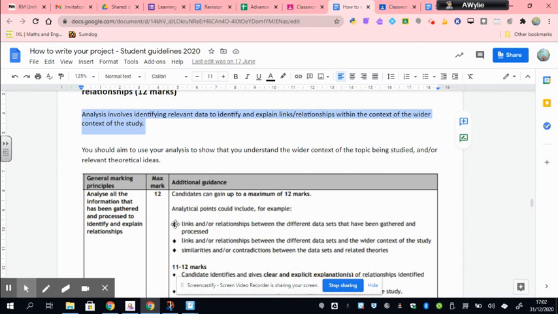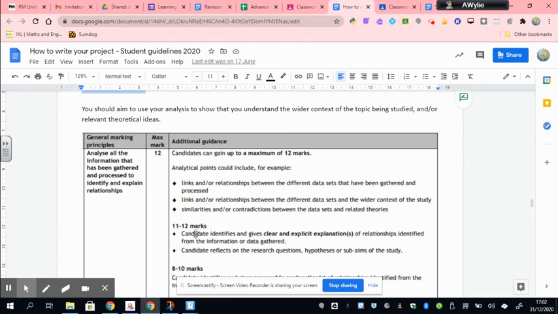Okay, the more often you do that, the more likely you are going to hit the 11 or 12 marks. And you'll notice in the 11, 12 mark category, it says you need to make clear and explicit explanations for those links. Okay. Now, those links don't necessarily have to be between different bits of data. They could be between your data and the theories that you've established in your background research.